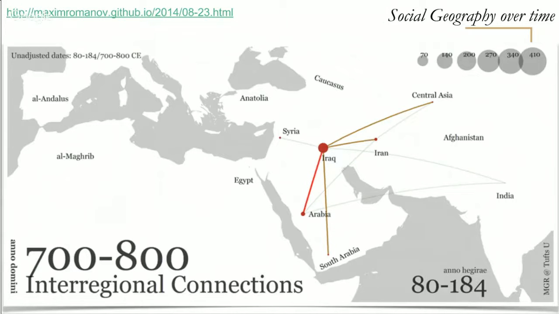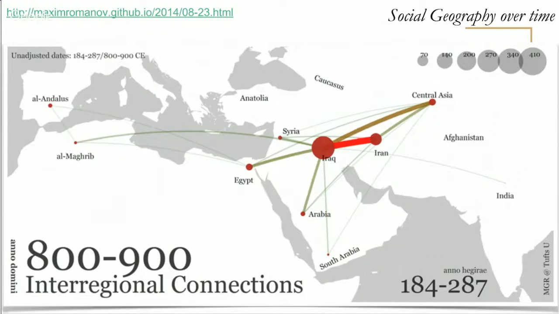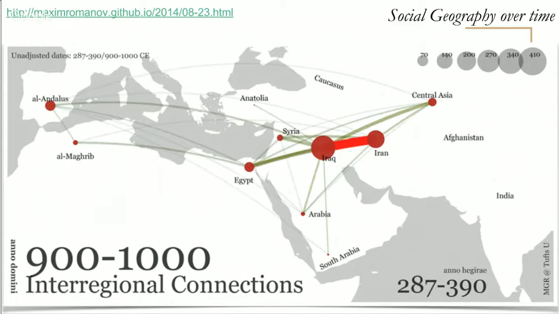So, if we take a look at the next century, we can see how these connections start changing over time. So we have a very strong connection between Iraq and Iran, connections with South Arabia almost disappeared. But the connections start also going into other regions, right? Next one.